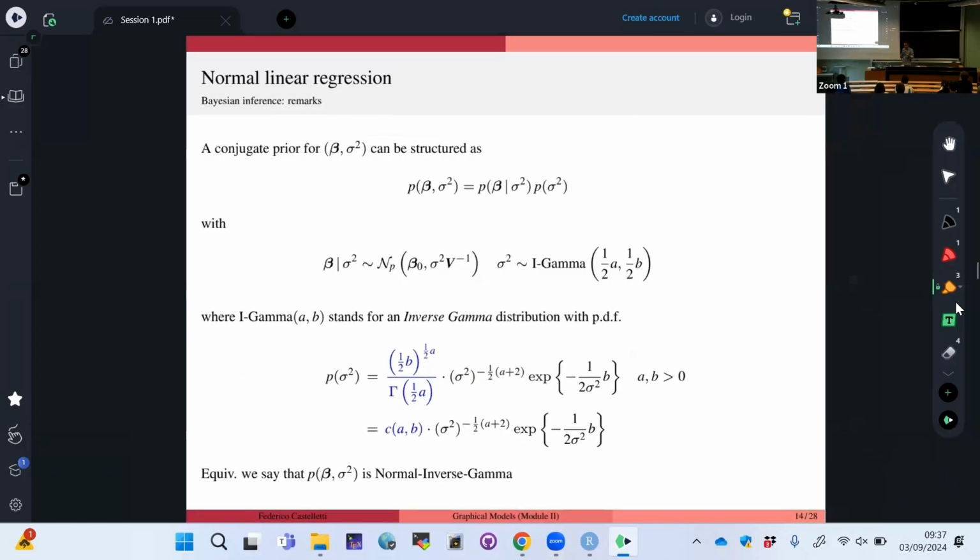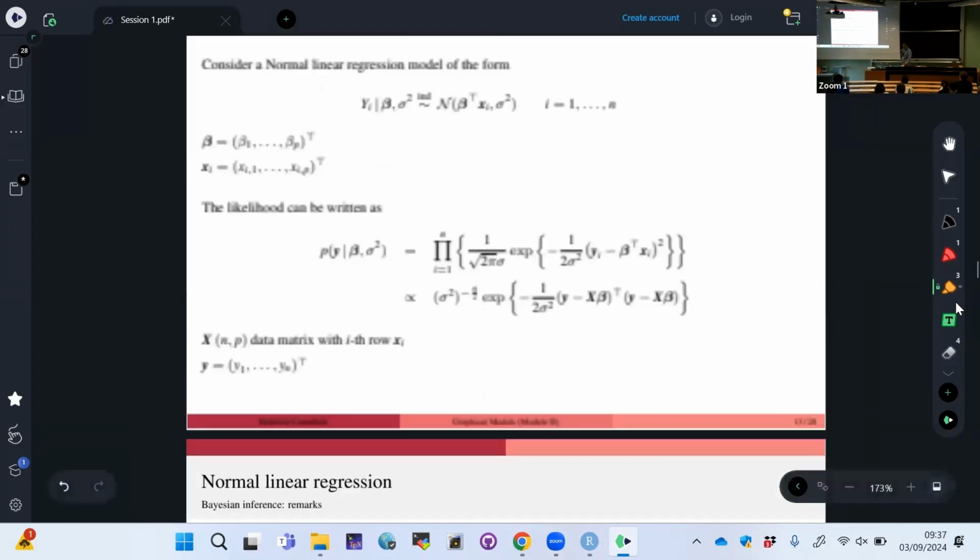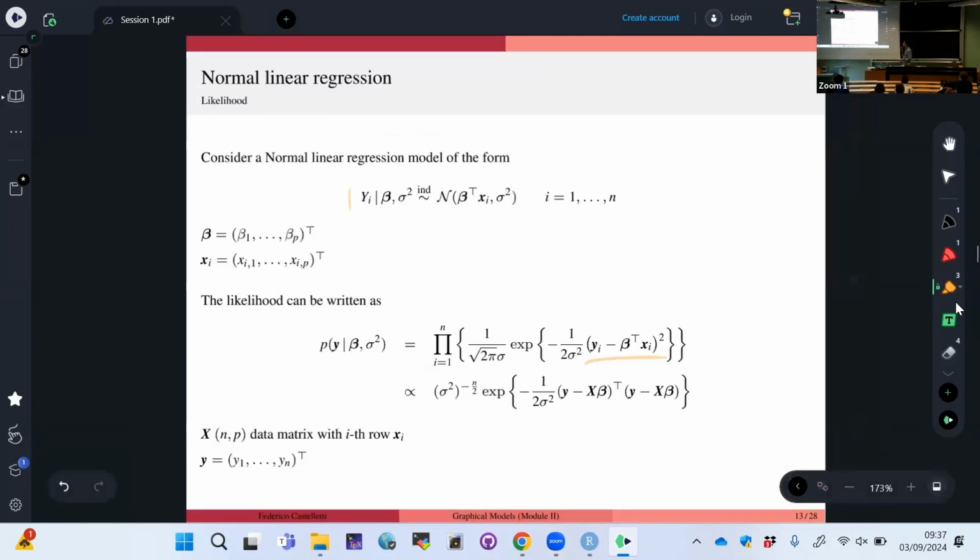Now, again, you know how to deal with normal linear regression in a frequentist setting. If you want to do estimation of the parameters beta and maybe also sigma squared, you can use maximum likelihood and you obtain the popular expression (X'X)^-1 X'y, even if you use the OLS. So this is, again, very standard.